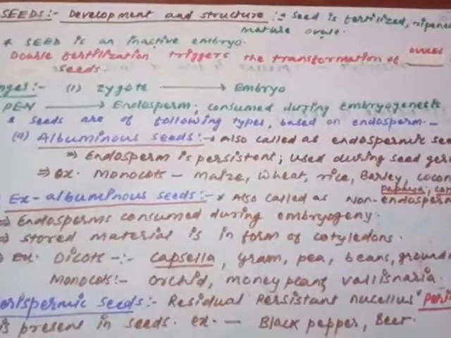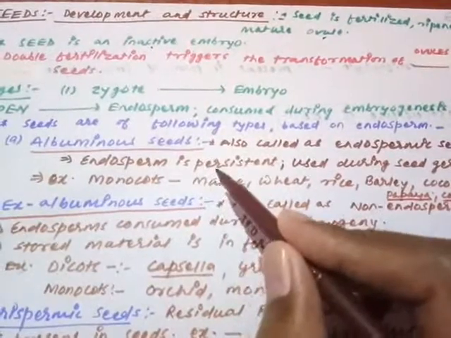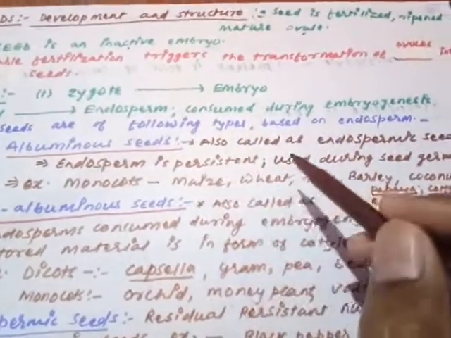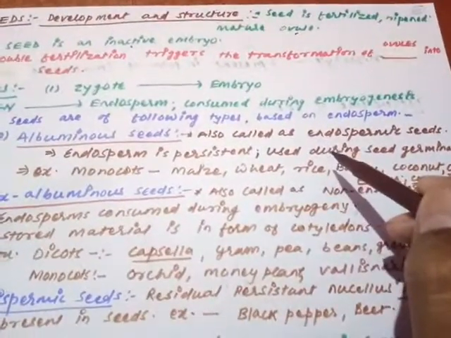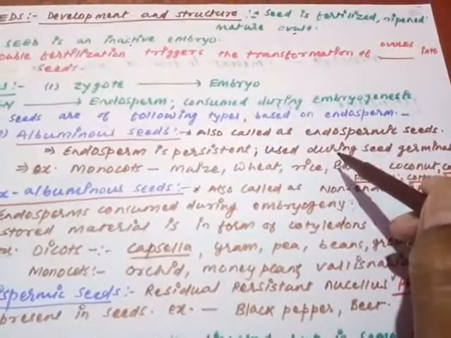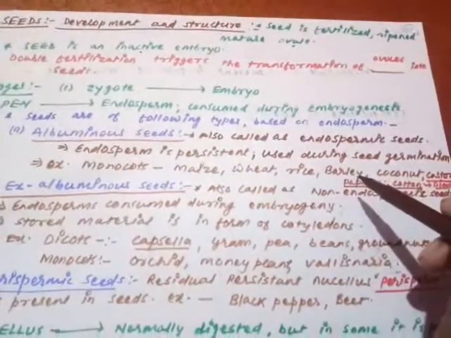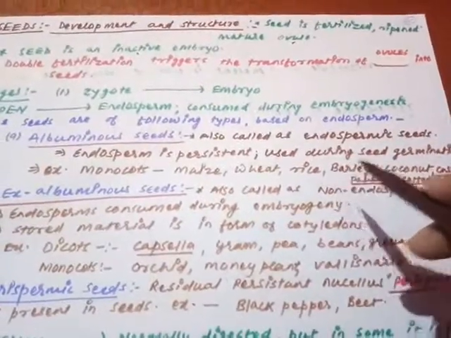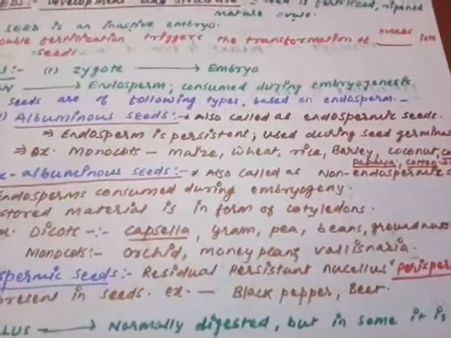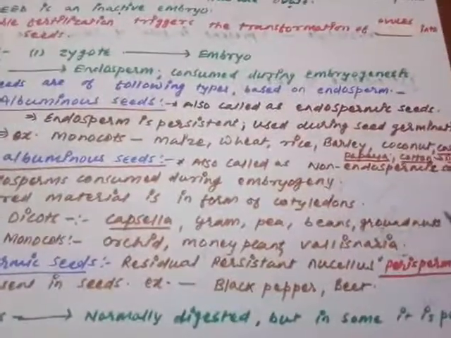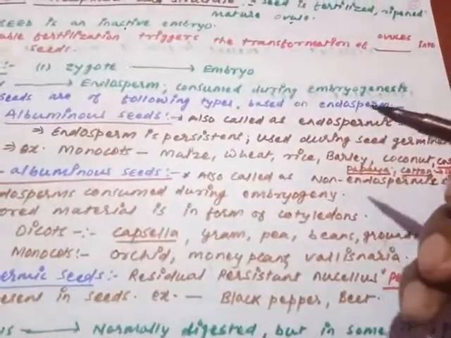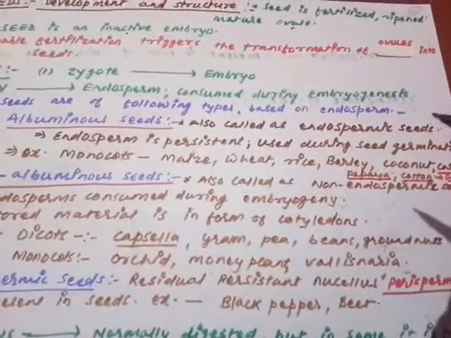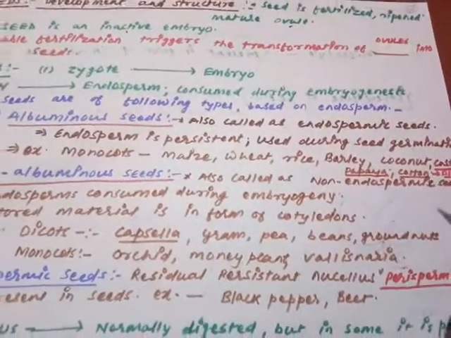What is an albuminous seed? An albuminous seed is the seed where the endosperm is persistent even after the embryogenesis is completed. Because of the presence of endosperm throughout the life of the seed, it is also called an endospermic seed. So an endospermic seed always has endosperm, that is why it is called albuminous and endospermic seed. Then what is the importance of the endosperm present in the albuminous seed? This endosperm will be utilized during the germination of the seed.